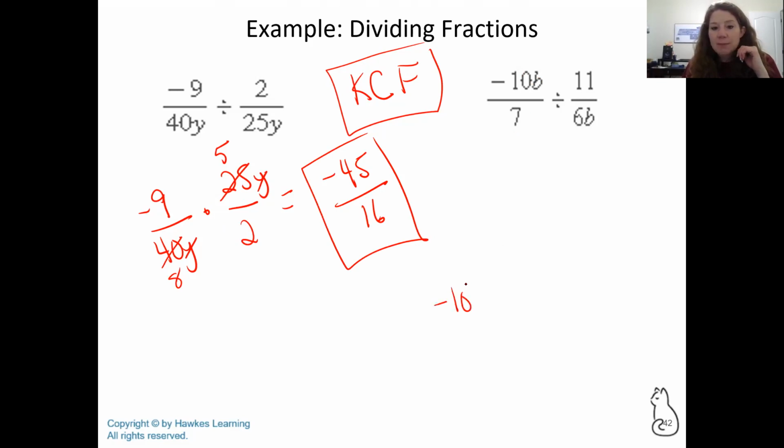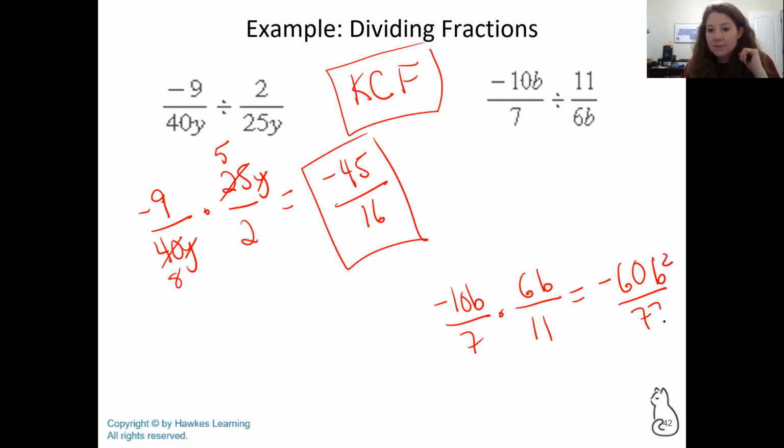All right, we're going to keep it, change it, flip it. So negative 10b over 7 times 6b over 11. So nothing cancels. Nope. So I get negative 60b times b, which is b squared, over 77. And that's my answer.